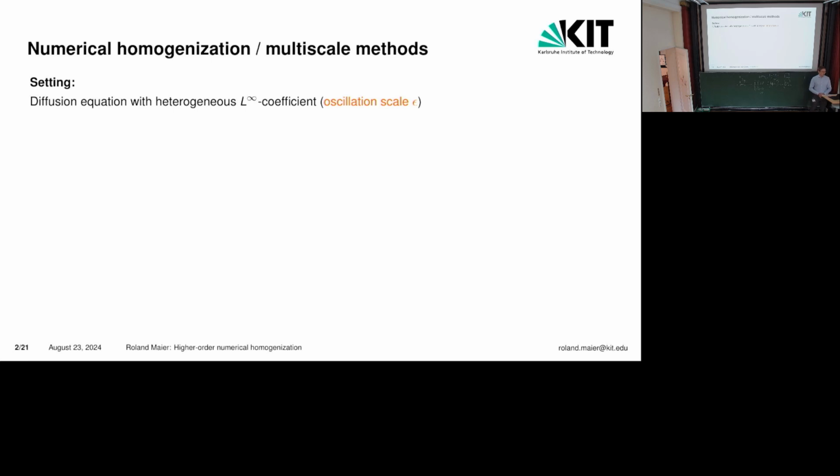So we've seen that a few times as well, with some heterogeneous coefficient that is L infinity and probably very oscillatory. And just for convenience, I will assume that there is some scale epsilon on which this coefficient might vary. That's not necessary, so we don't have any assumptions on the scale actually being there, but it makes things easier to understand what's going on if we have actually a smaller scale on which things vary.